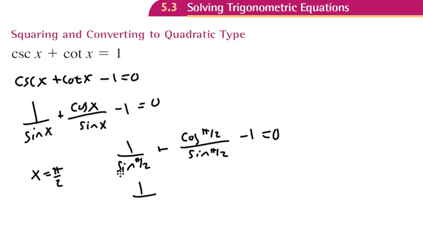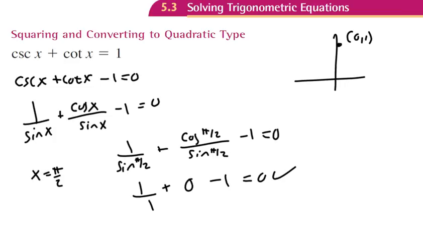1 over sine of pi over 2. Remember, that's the coordinate point up here at 0, 1. So that's going to be 1 over 1 plus, well, cosine of pi over 2 is 0. So this is just going to be 0, and the denominator is going to be 1 minus 1, so 1 minus 1 is 0. So the answer is pi over 2, but we would have gotten that just by graphing this on the graphing utility.